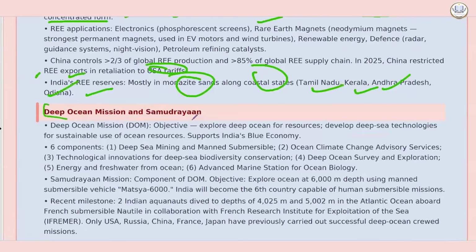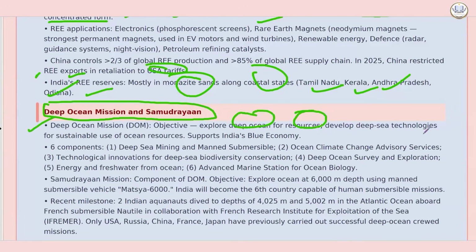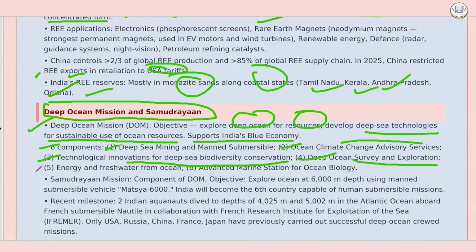Then deep ocean mission and Samudrayan. The deep ocean mission's objective is to explore deep oceans for resources and develop deep sea technologies for sustainable use of ocean resources, supporting India's blue economy. There are 6 components. One is deep sea mining and manned submersible. Second is ocean climate change advisory services. Third is technological innovation for deep sea biodiversity conservation. Fourth is deep sea ocean survey and exploration. The fifth one is energy and fresh water from the ocean. And the last one is an advanced marine station for ocean biology.